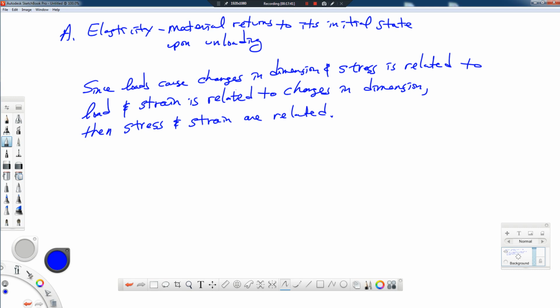All right. So we have just talked about how elasticity is the material returning to its initial state or its initial dimensions upon unloading. There is a functional relationship between stress and strain because loads are related to changes in dimension of a structure. Stresses are related to loads and strains are related to changes in dimension, and so therefore stress and strain are related to one another. Now there is an alternative way, besides thinking about dimensions and recovery of dimension, that we can define elasticity by. And we can say that elastic material behavior can be defined as a complete energy recovery through one full load-unload cycle.